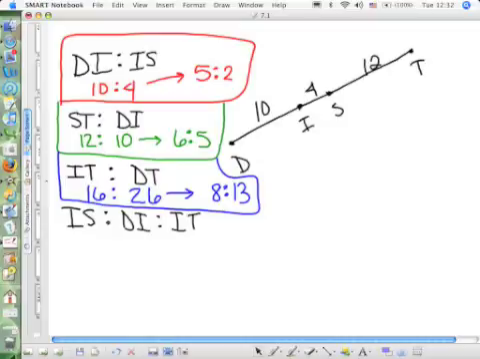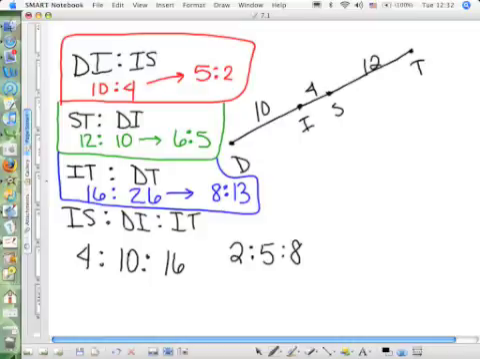All right, Elise, what is it? 2 to 5 to 8. You are correct. You're just reducing. IS is 4. DI is 10. IT is 16. 4, 10, and 16 all reduced by 2 give us 2 to 5 to 8.